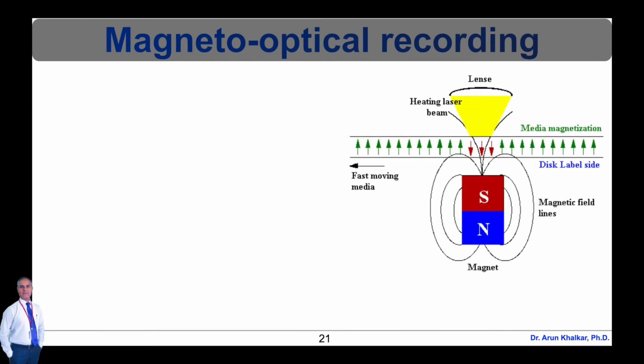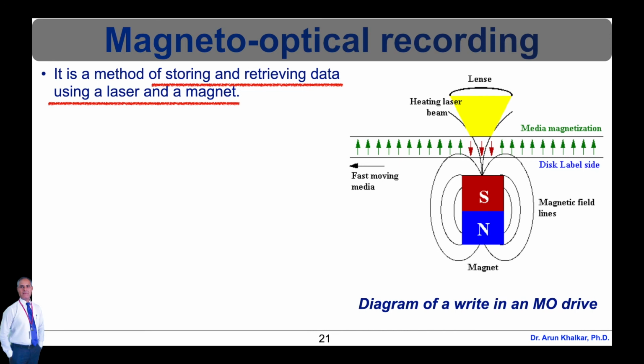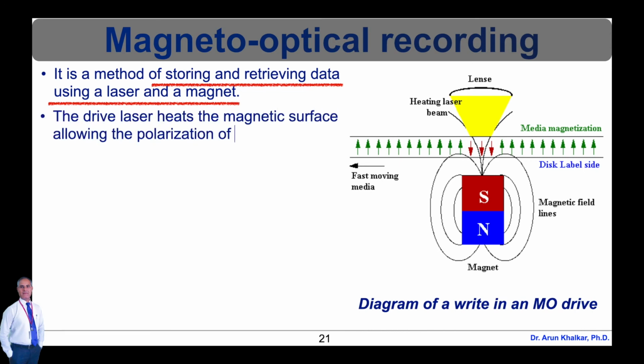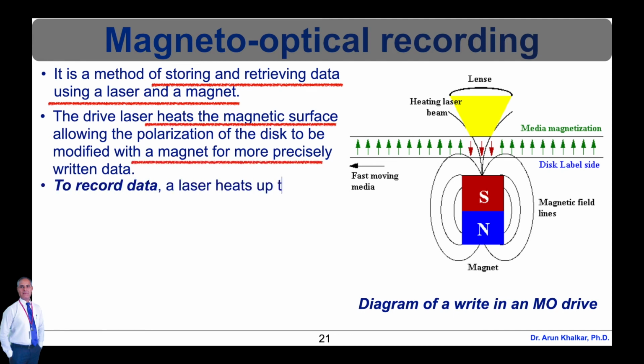Magneto-optical recording, or MO, is a method of storing and retrieving data using a laser and a magnet. The drive laser heats the magnet surface to a high enough temperature, allowing the polarization of the disc to be modified with a magnet for more precisely written data. When data needs to be read from a disc, a laser of less intensity is used.